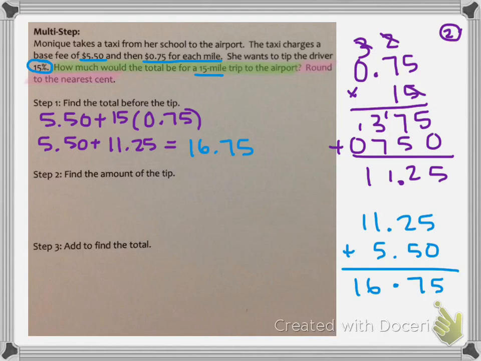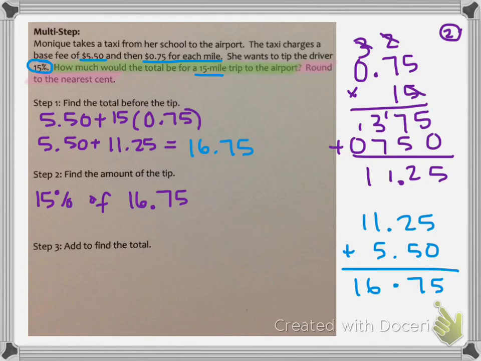Why don't you pause the video to work that out and then press play to check. The total before the tip was $16.75. Now we have to find the amount of the tip. So that's step 2. Find the amount of the tip. Well, we know that the tip is going to be 15% of the total amount. So 15% of 16.75. We need to calculate this.